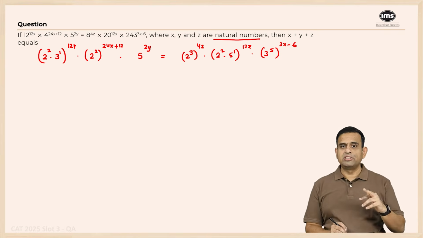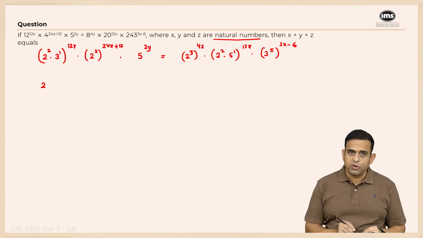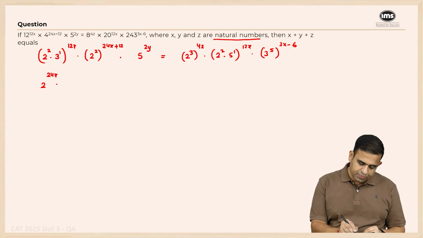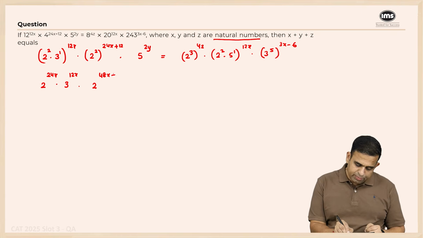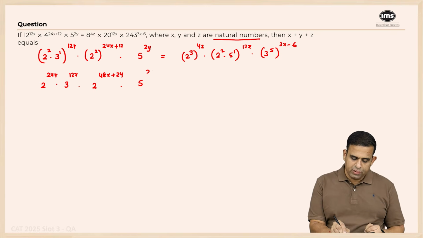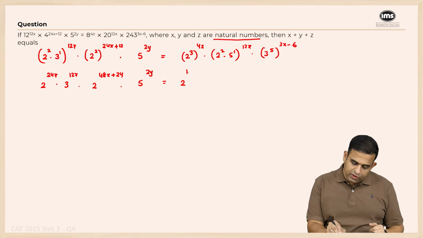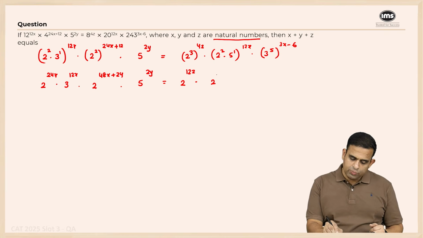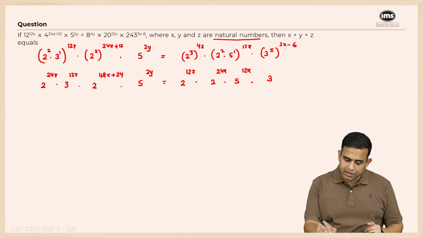And apart from that, when you multiply numbers with like bases, the powers simply get added. This will be 2 raised to 2 times 12x, 24x. 3 power 12x. The next term, 2 power, this will be doubled, so you get 48x plus 24. 5 power 2y. Over here the power will get tripled. So 2 power 12z. 2 power 24x. 5 power 12x. And 3 power, the power will get multiplied by 5 over here, so it will be 15x minus 30.